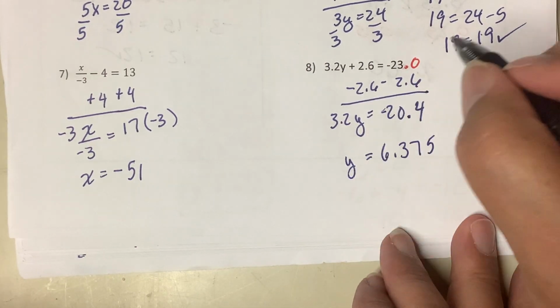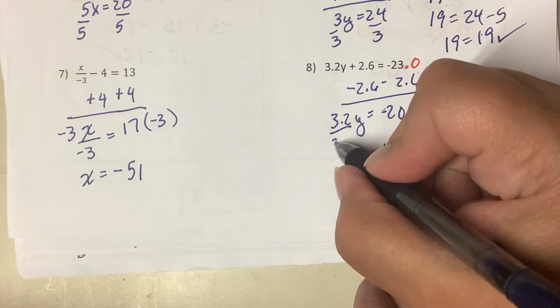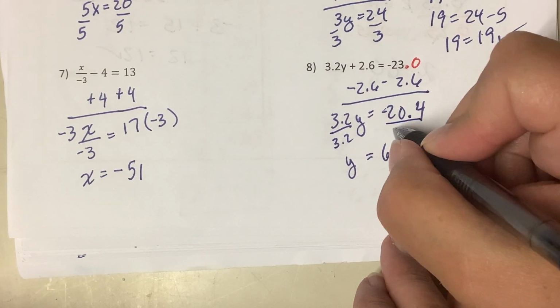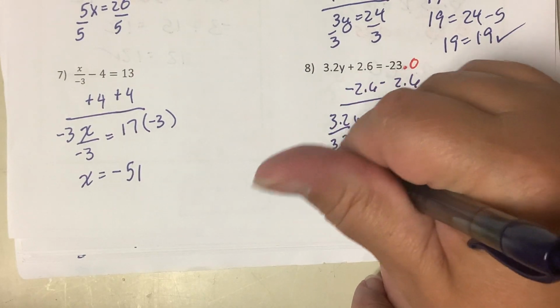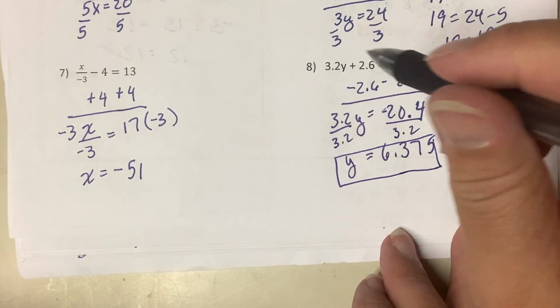Y. Okay, so I was supposed to divide both of those by 3 and 2/10. I didn't write it down. Don't do that, you'll get it wrong. Okay. Put a box around it because that's the answer that I have to check.